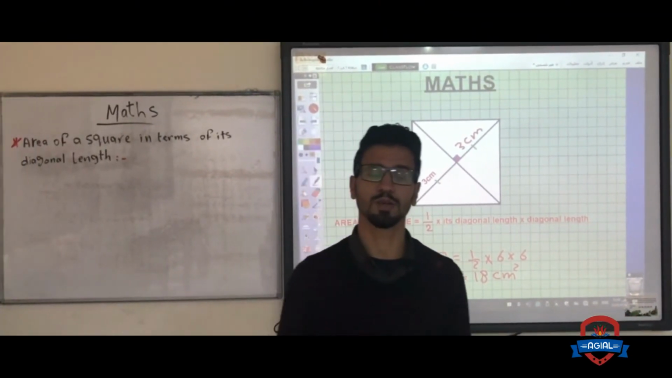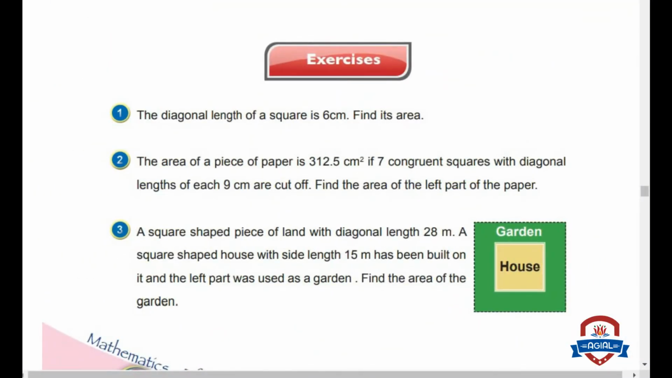And now let's try to solve some exercises. Number 1: we have the diagonal length of a square as 6 centimeters. Find its area. So the area of the square equals half times the length of the diagonal times itself. So we have half times 6 times 6 equals 18 square centimeters.